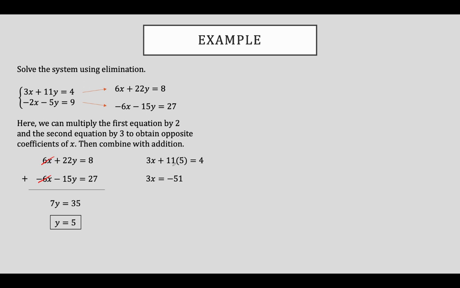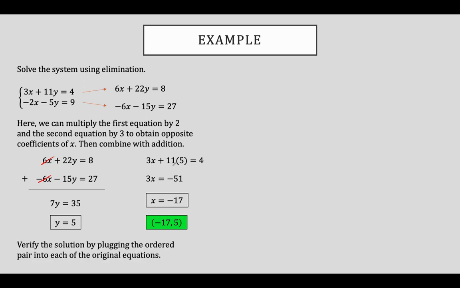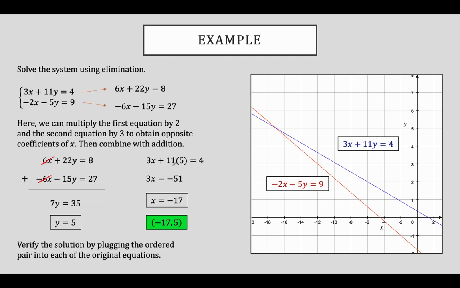I divide both sides by 3. Dividing both sides by 3 gives us x is equal to negative 17. Our solution, negative 17, comma, 5. Again, we can check our work, verify our solution by plugging the ordered pair into each of the individual original equations, or check our work graphically. If we were to graph each one of these lines, we notice that they do indeed intersect at negative 17, comma, 5. All right, their intersection point is the solution to the system.